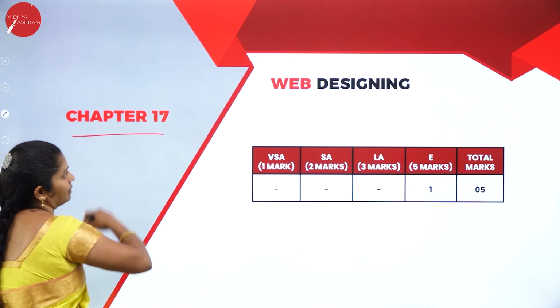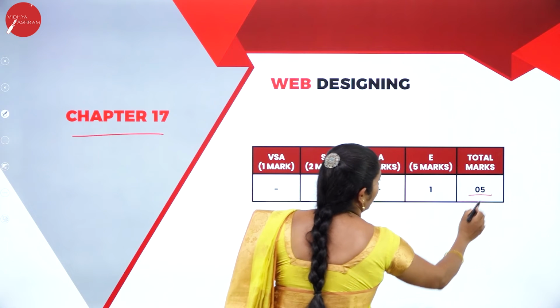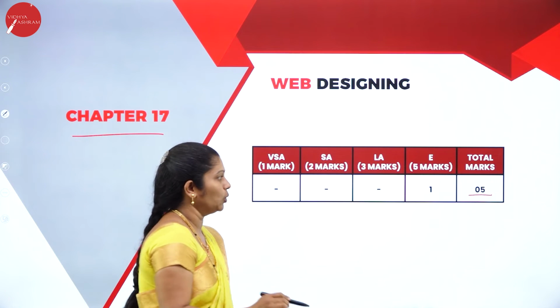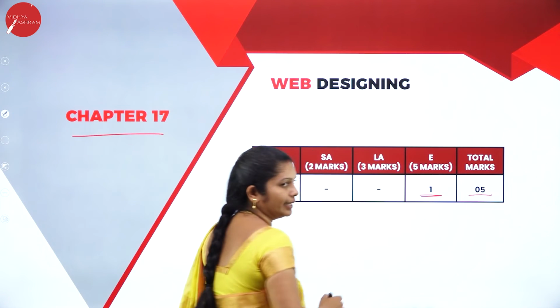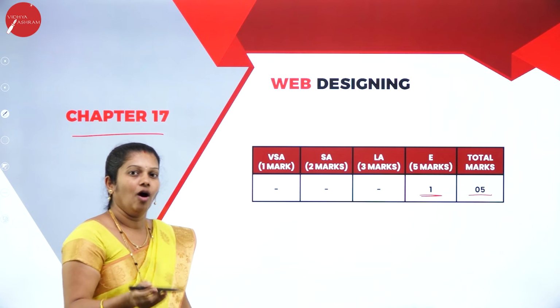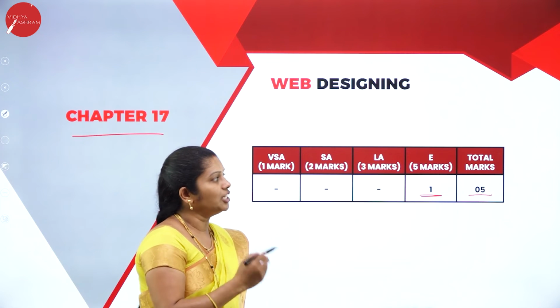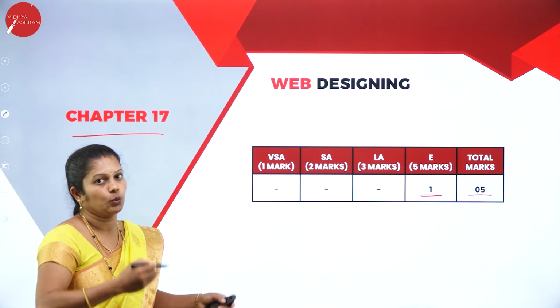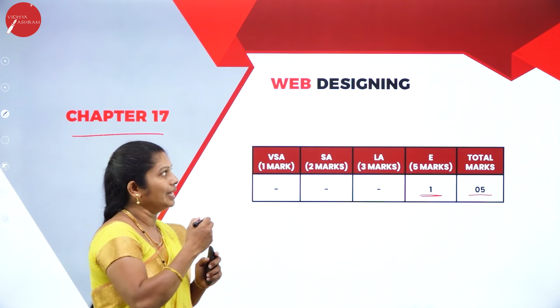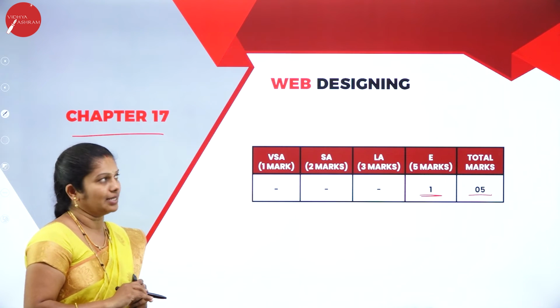And the last chapter is web designing. The total weightage of this chapter is 5 marks. Only 1 question you will get in part D for 5 marks, like write the general structure of HTML, or write a program, explain different types of tags. Regarding that you will get the questions on this chapter. Totally 17 chapters you have in the first PUC computer science subject.